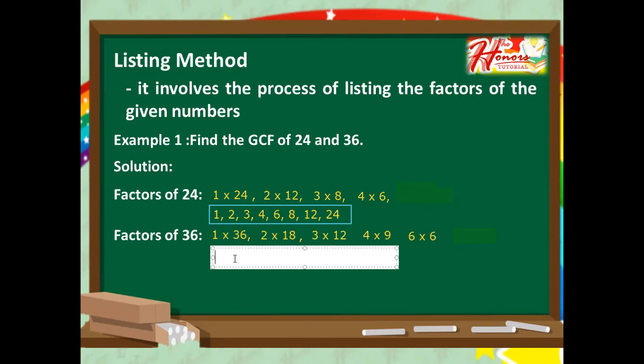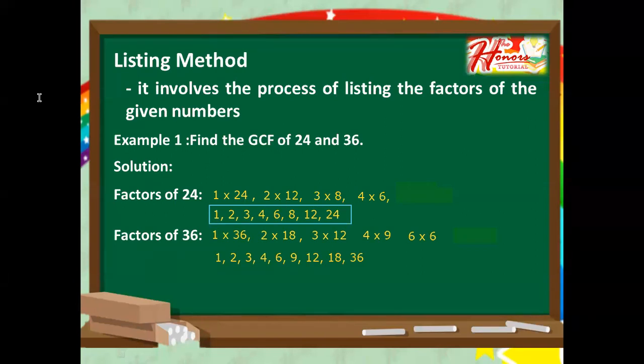So let's write it in increasing order. Let's remove the multiplication symbol. So that's 1, 2, 3, 4, 6, 9, 12, 18, and 36. So these are the factors of 36. But this is not the final answer yet.